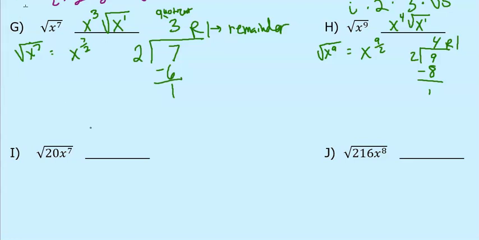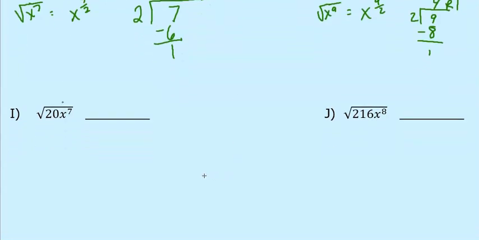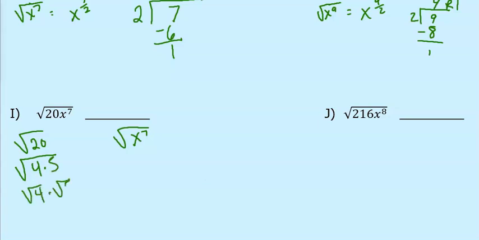For I and J, you have both a variable and a number. So it's going to be like two separate things. We will first reduce the square root of 20, and we will reduce the square root of x to the 7th. Now 20 doesn't have a negative, but we can pull out a 4. So 20 is the same thing as 4 times 5. The square root of 4 times the square root of 5. That's 2 square root 5.